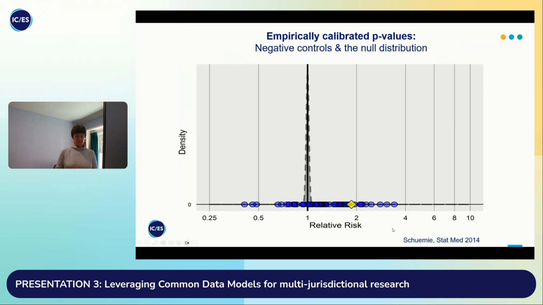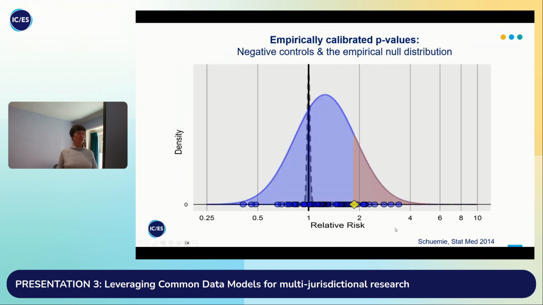Next slide. Yeah, so 55%, so that slide. So then they got a very clever idea. They said, okay, instead of using a normal distribution, we are going to use an empirical null distribution. So no more normal distribution.